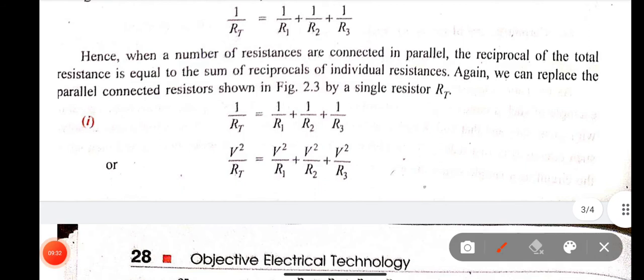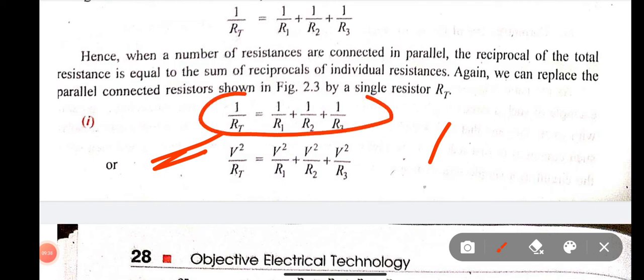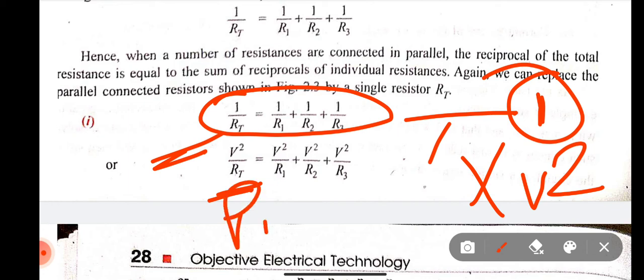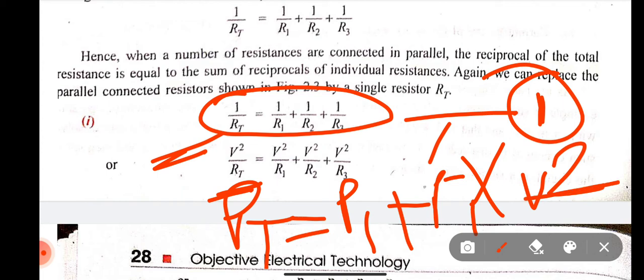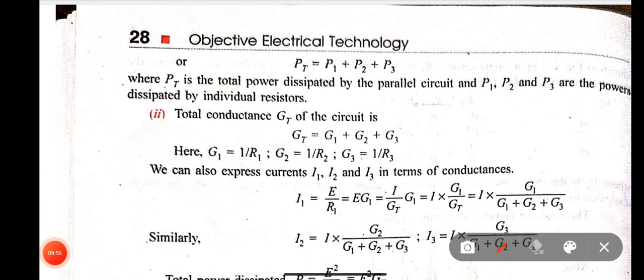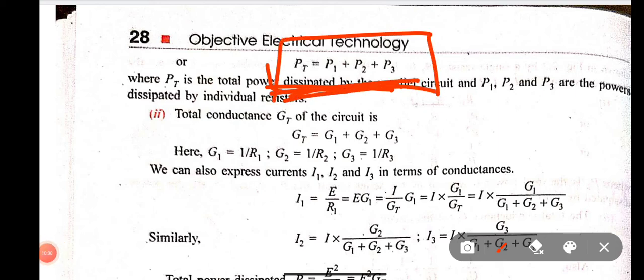So the same thing applies here, as we know the formula of power. When we multiply, we can assume this is equation 1. So when we multiply equation 1 by V square, then V square by RT equals what? Power. So total power equals P1 plus P2 plus P3 and so on, right? So this is the formula for power, as I told here: total power P equals P1 plus P2 plus P3, because this is in a parallel.